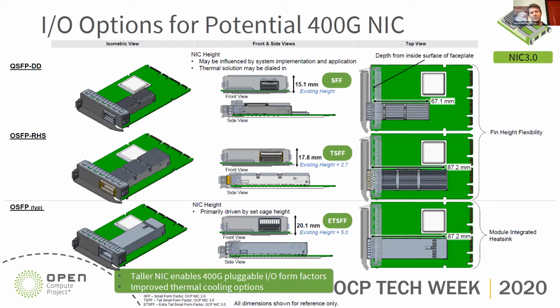The differences and some quick pros and cons, the QSFP double density and OSFP riding heatsink versions, they do offer some flexibility, how you're going to couple the module to the cooling strategy for fin height flexibility in the air-cooled environment or other. And then you have the typical OSFP where your module has your heatsink integrated into it and it's at a fixed height.